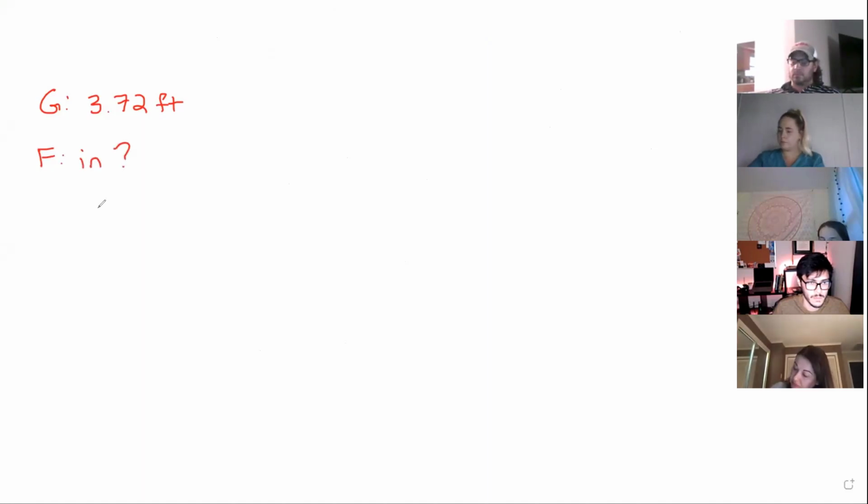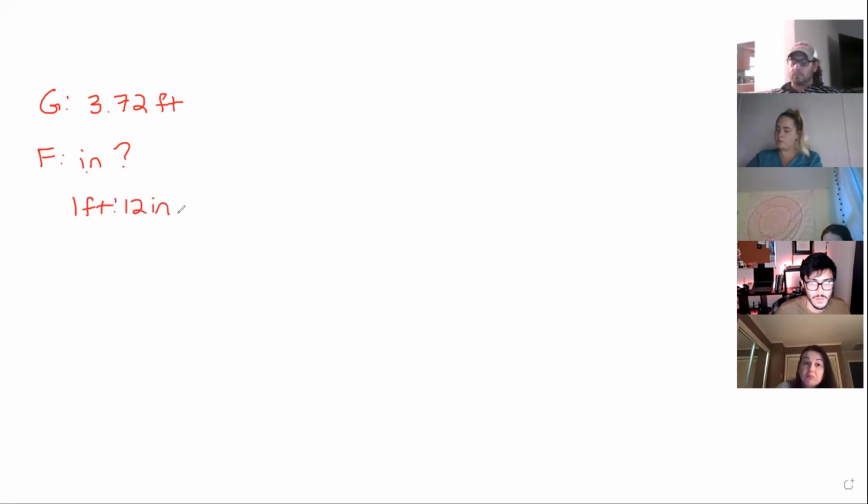Okay, and I know that you probably can just do this in your head and say, oh yeah, feet to inches, I'll just multiply it by 12. But I want it to be set up in dimensional analysis. So if we're doing a conversion factor like this, we need a relationship between feet and inches. So what is that relationship? 1 foot is equivalent to 12 inches.